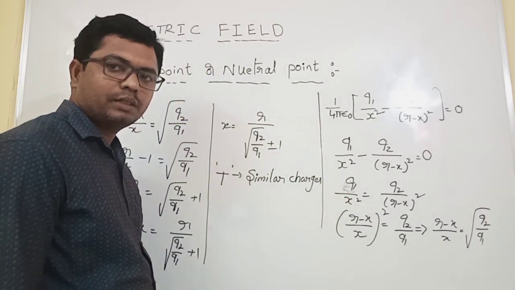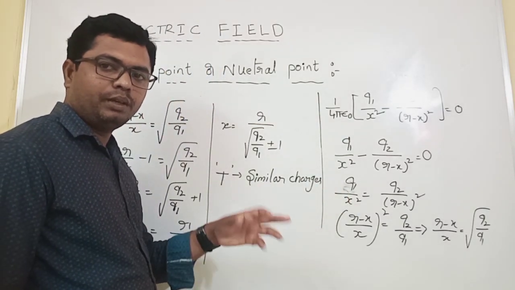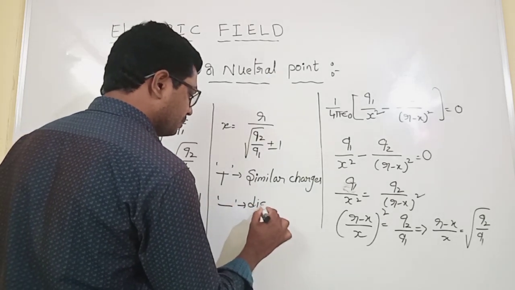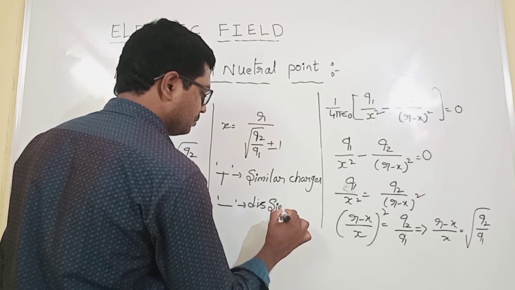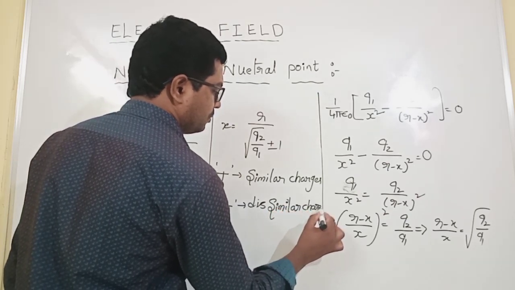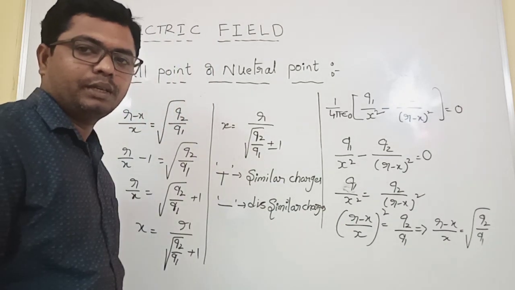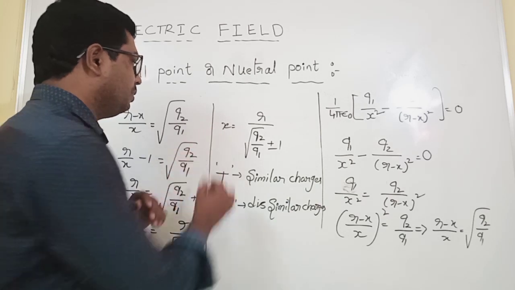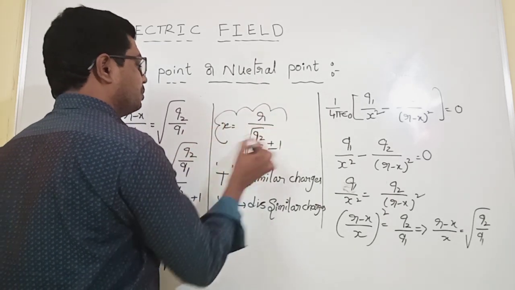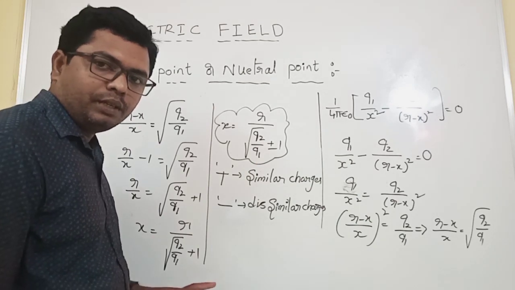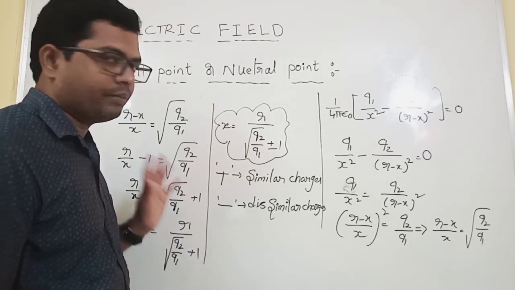similar charges in the sense both may be positive, both may be negative. Negative sign for dissimilar. This is for dissimilar charges. So this is the formula to find out the null point due to the two point charges. Okay, so simply we can calculate the null point from this one.